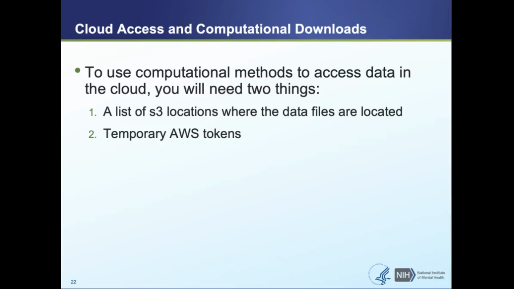To use computational methods to access data in the cloud, you'll need two things. First, you'll need a list of S3 locations where the data files are located, and second, you'll need temporary AWS tokens. To obtain the S3 locations, you can look at the S3 links table in the MinDAR, as explained previously. You can also look at the data structure file, such as image03, to find those locations.